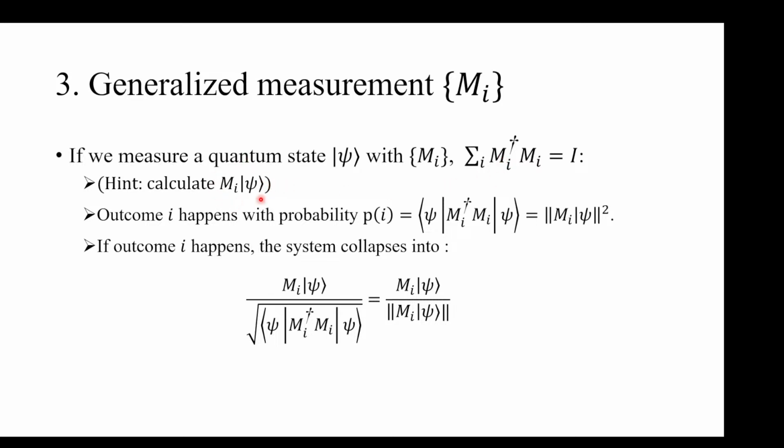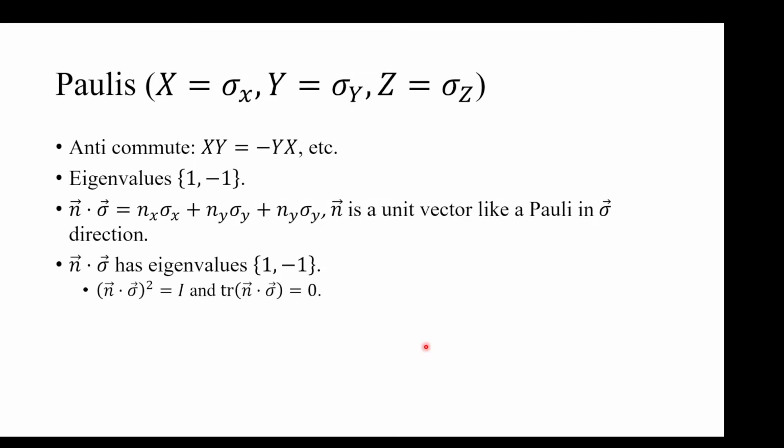similar to the Hermitian operator case. If you want to know the outcome probability and the outcome state, basically you calculate Mi applied to the state. The outcome probability of getting i is this Mi psi squared. Here we have a typo again, excuse me. And when outcome i happens, the state collapses into Mi psi normalized. Okay, so that's measurement.